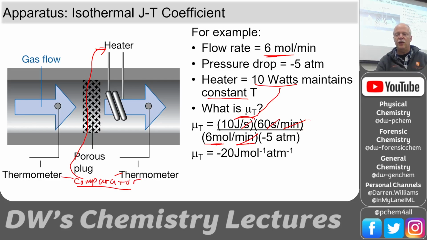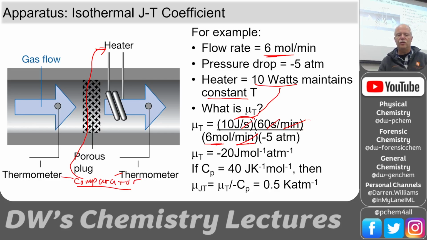Then we can use the heat capacity at constant pressure, let's say it's 40 joules per mole per Kelvin, and we can solve for the Joule-Thomson coefficient. So mu JT is mu T over minus Cp, and we end up with half a Kelvin per atmosphere. This is conceptually very easy to understand. If I have a 1 atmosphere difference across this barrier, then dropping an atmosphere is going to drop the temperature by half a Kelvin. Not very much, probably not a very good refrigerant, okay?